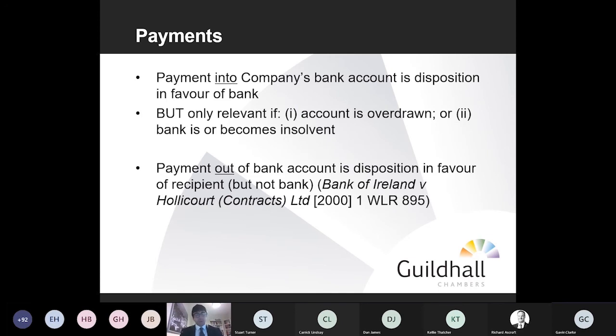I want to then see how that applies to different types of disposition, and I use the word loosely, that may or may not be caught by section 127. And I want to start with the most straightforward and easiest example of payments of money. And I'm going to start with looking at payments made to the company. So payments of money into a company's bank account after the presentation of a winding up petition. Now, slightly counterintuitively, those payments constitute dispositions of the company's property.